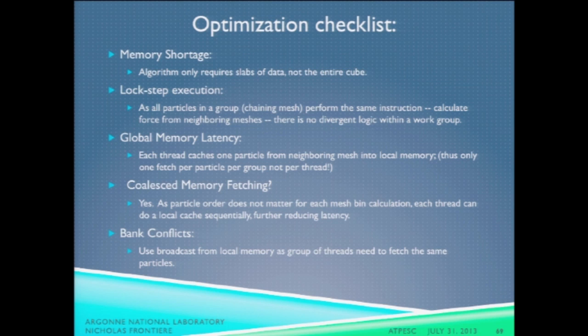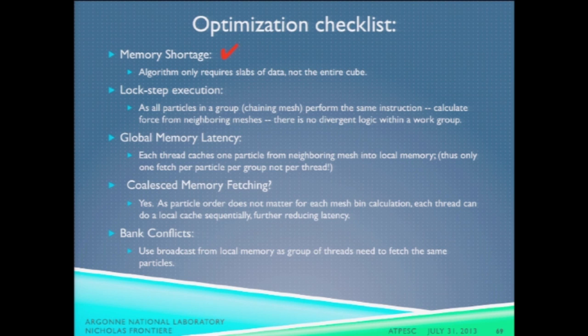What I would like to end with is an optimization checklist. So these are the things I very quickly said in the talk, but we can check them off to make sure that I'm actually doing them. Memory storage. Like I said, the GPU does not have a lot of memory. So how do I overcome that? I use slabs. Check. I don't have to send the whole cube. I just need to send slabs.